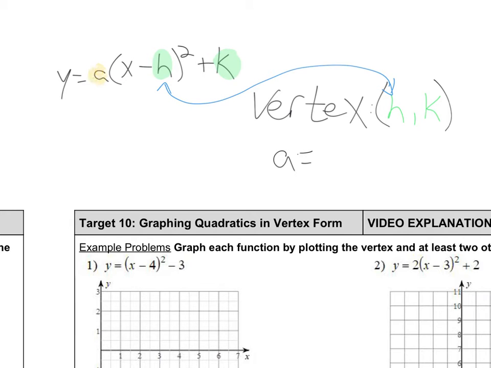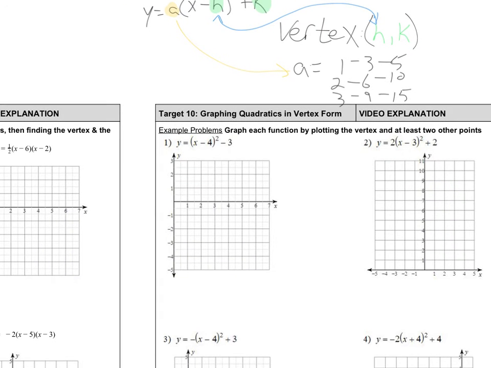And the a value is going to behave just like it normally has, and that's going to tell us, are we using the 1, 3, 5 pattern? Did it get stretched? Is it a 2, 6, 10? Maybe it's a 3, 9, 15. Who knows? All right, here we go. Number 1.